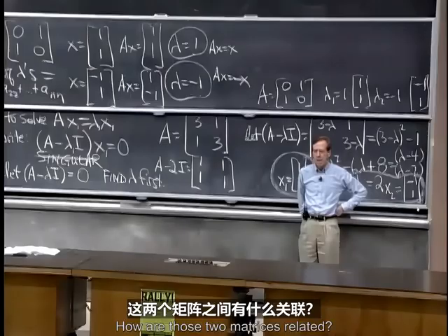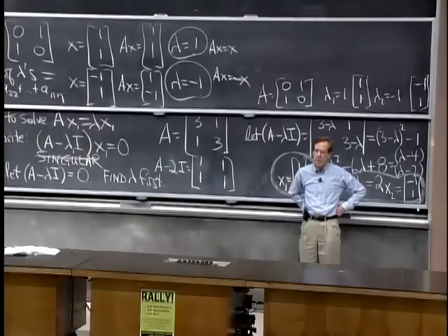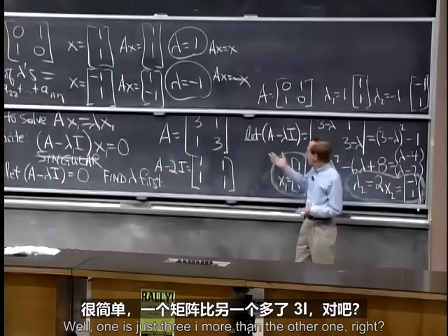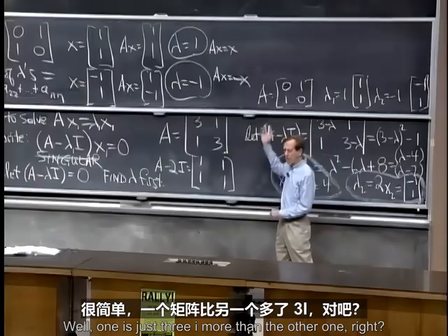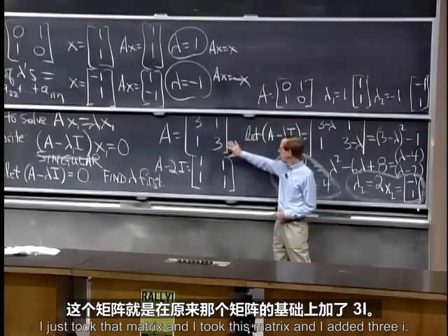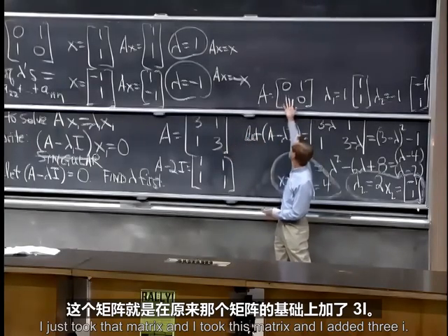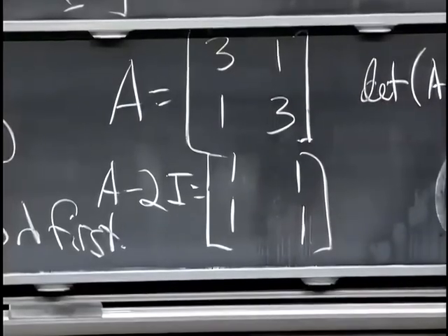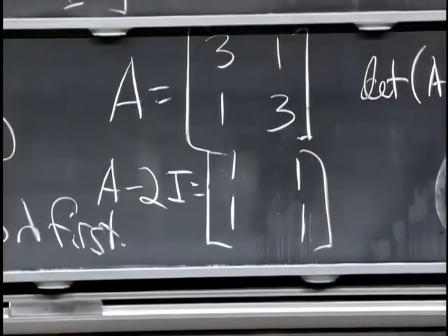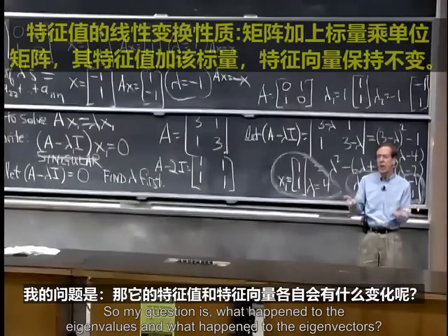Well, one is just 3I more than the other one, right? I just took that matrix and I added 3I. So my question is, what happened to the eigenvalues and what happened to the eigenvectors? That's like the question we keep asking now in this chapter.